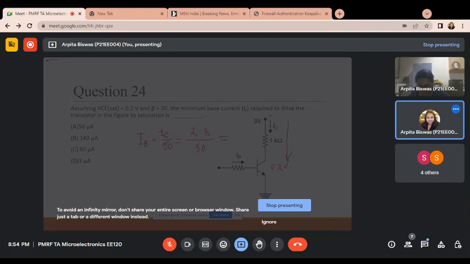Then what is the value of IB? Shora? 56. Remember the value of IB minimum. Yes, it is coming as 56 microampere, IC by beta. Yes. 2.8. So 56 microampere, madam. Yes, 56.